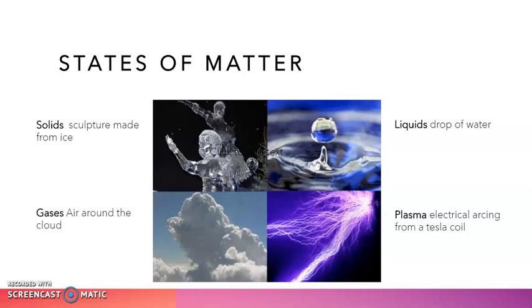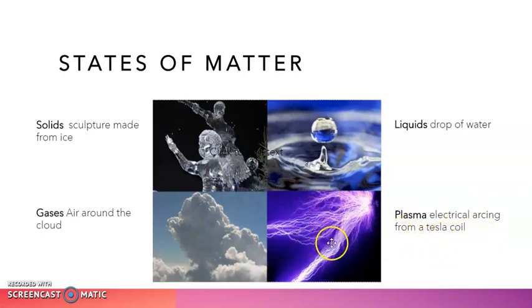Now in the figure you can see a sculpture made from ice, which is in the solid state. Then liquid state of matter. For example, you can see the picture of a drop of water. And gases, which is nothing but air around the cloud, and plasma, where electrical arcing from a Tesla coil is shown, for example.